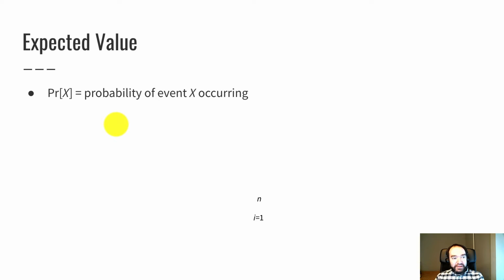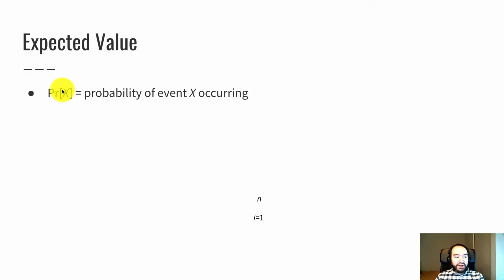If you've dealt with this in another class, you know all about expected value. If not, this will be kind of a quick introduction of the concept of expected value. First, we have a notation for a probability. PR bracket x means the probability of x. That denotes the probability of event X occurring.